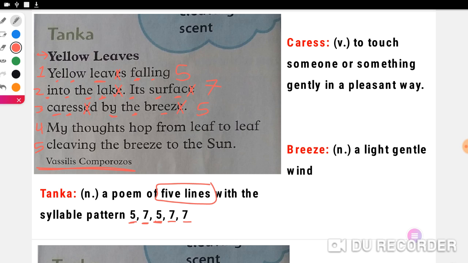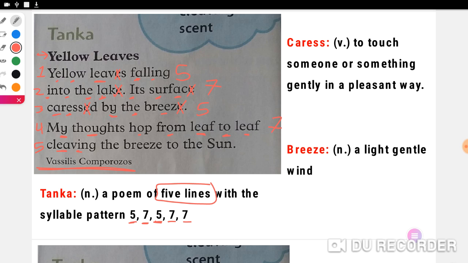The next one, my, I, through, O and U. My thoughts. My thoughts, I have O and U. Hop, O. From, O. Leave, E and A, they make only one vowel sound. To, leave. 1, 2, 3, 4, 5, 6, 7. One more time. The last line, cleaving.